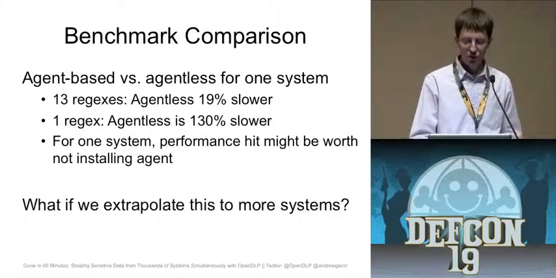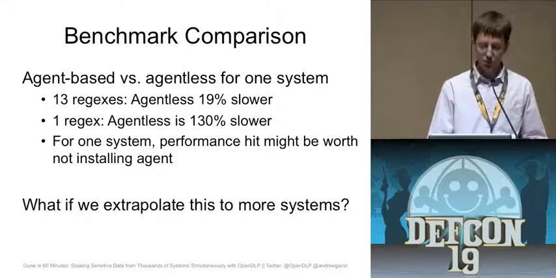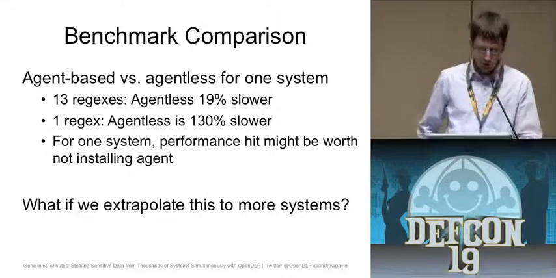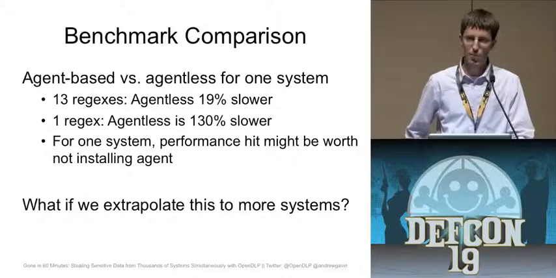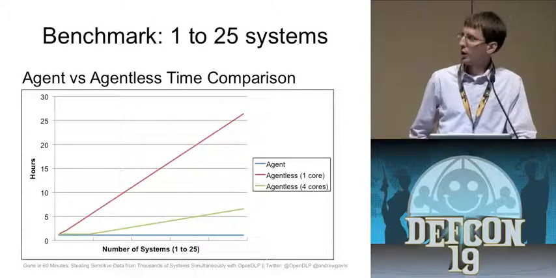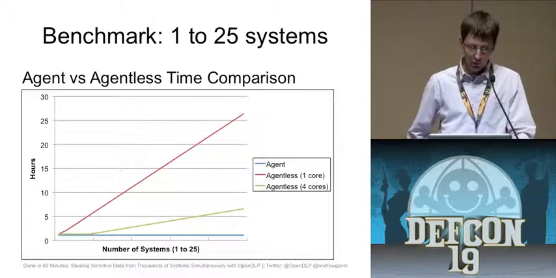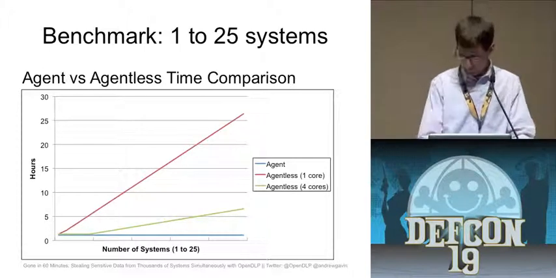So for just one system, it's only really 19% slower, but if we extrapolate this to more systems, we see here the blue line is the OpenDLP agent, which remains flat, just about 1 hour. And the agentless scanner with 1 core for 25 systems will take over a day. Just 25 systems takes over a day.